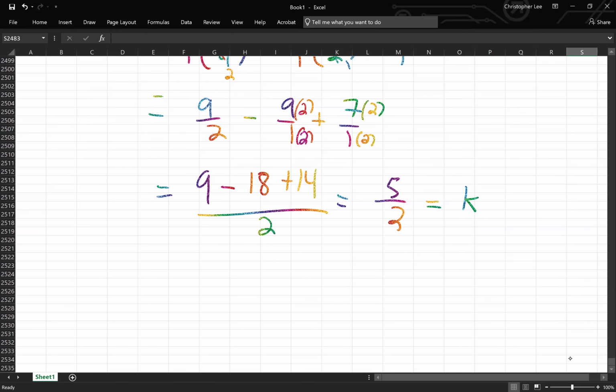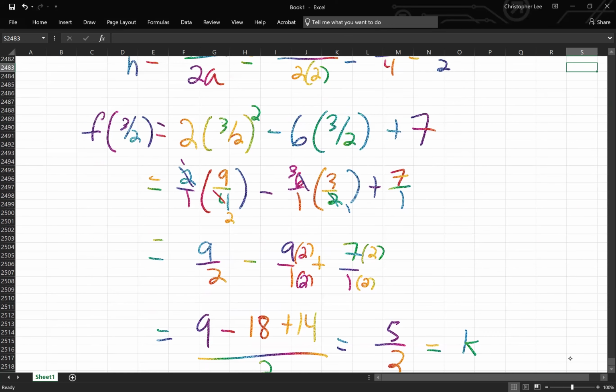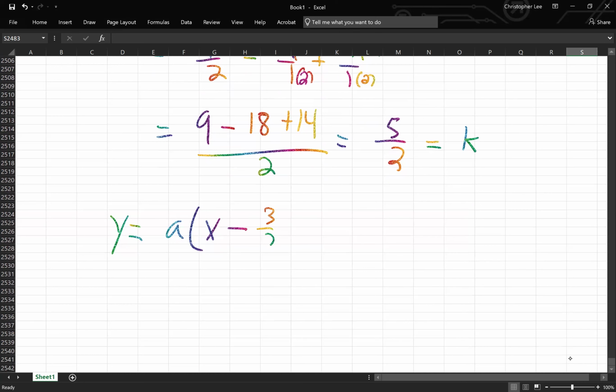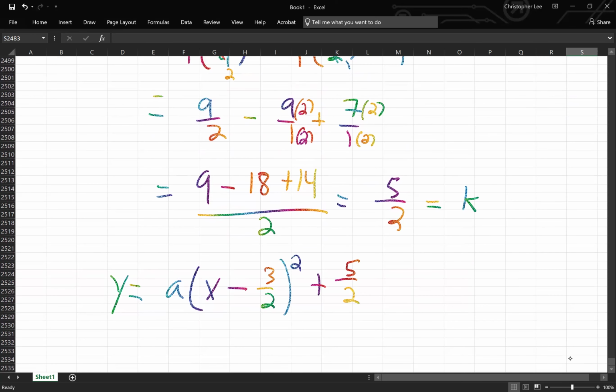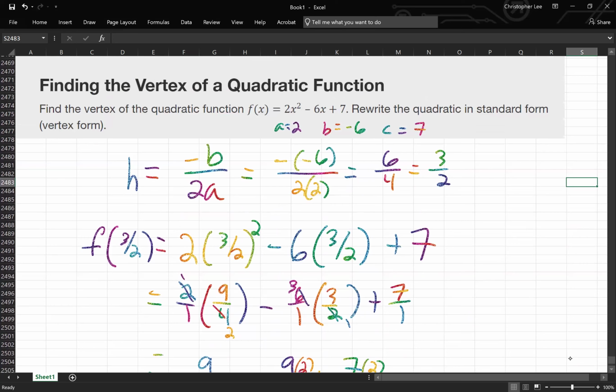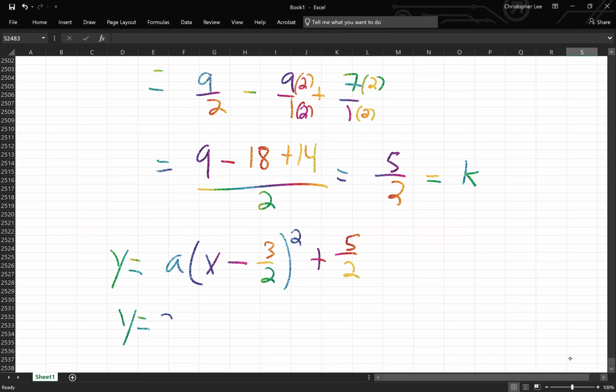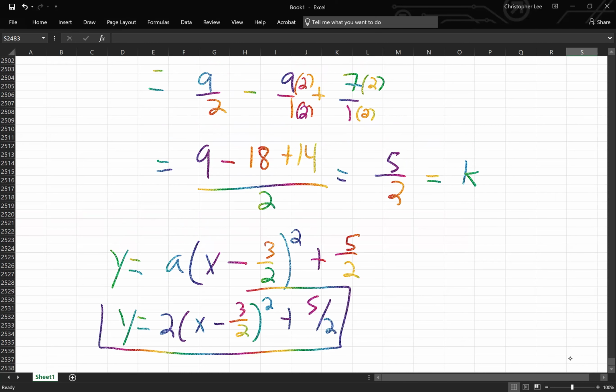right? Right into the standard form, right? So I have y is equal to a times x minus my h. I forgot what h was. H is 3 over 2, squared, plus my k, which is the 5 over 2. Now, this is a little bit easier. I already know what a is. A was given up top, it is 2. Just call it a day. Y equals 2 times x minus 3 over 2 squared plus 5 over 2. And that's it.